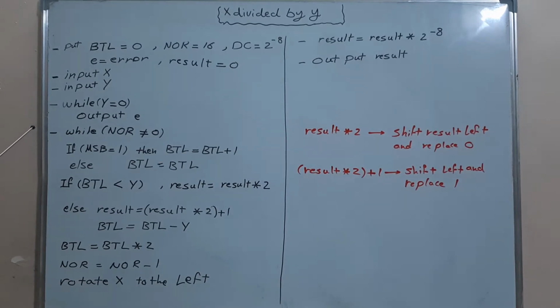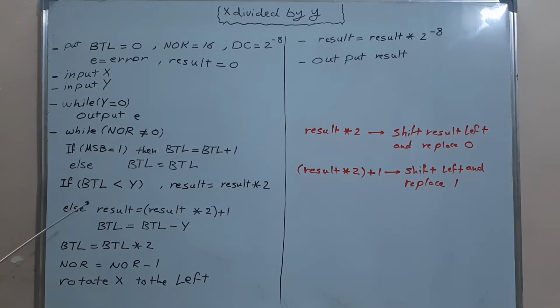Then the computer system will test whether y is equal to 0 or not. If it's equal to 0, then it will output E, following the fact that any number divided by 0 is an error in the result. Then the computer system will test whether number of ranks is equal to 0 or not. If it's not equal to 0, then it will test whether the most significant bit is equal to 1 or not. Then if it's equal to 1, then BTL is equal to BTL plus 1, else BTL is equal to BTL.